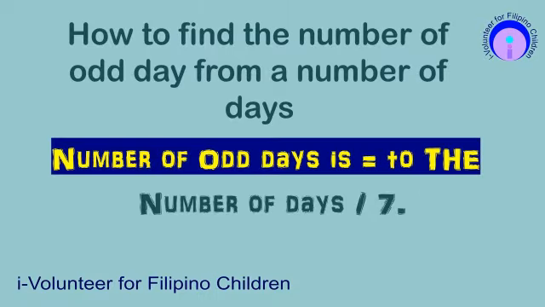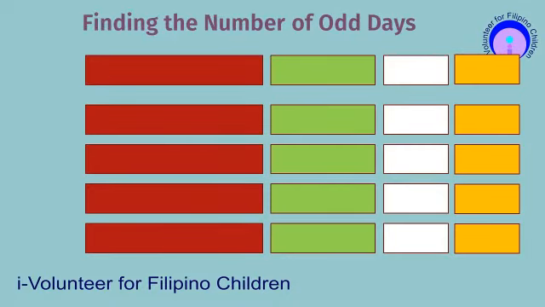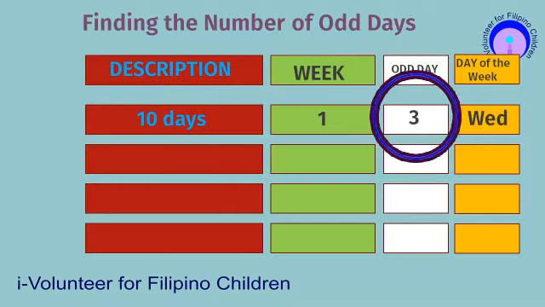To get the number of odd days from a set of days, you have to divide it by 7. Let me cite an example. For 10 days, divided by 7 is equal to 1 week with a remainder of 3 days. At ang remainder ay tatawagin nating odd day. At ang odd day 3 ay katumbas ng Wednesday.